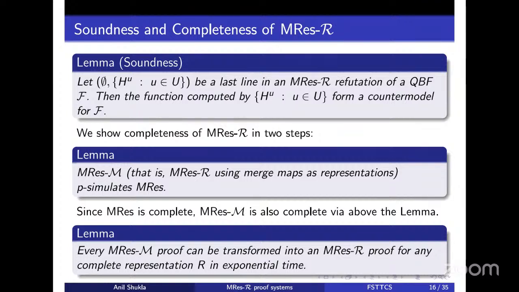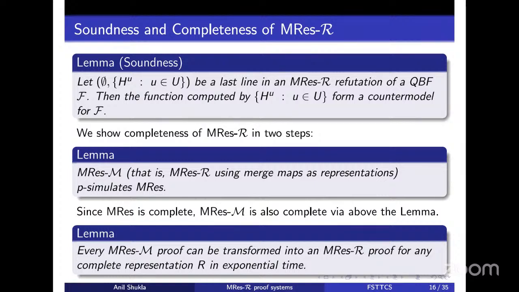And for completeness, what we did is, any representation was allowed in our MRes-R definition. Let us use merge as a representation. Call that proof system MRes-M. We have shown that MRes-M p-simulates merge resolution. In fact, every merge resolution proof is an MRes-M proof, because they are isomorphic, and here consistency holds. So MRes-M p-simulates merge resolution, and now MRes-M is complete.